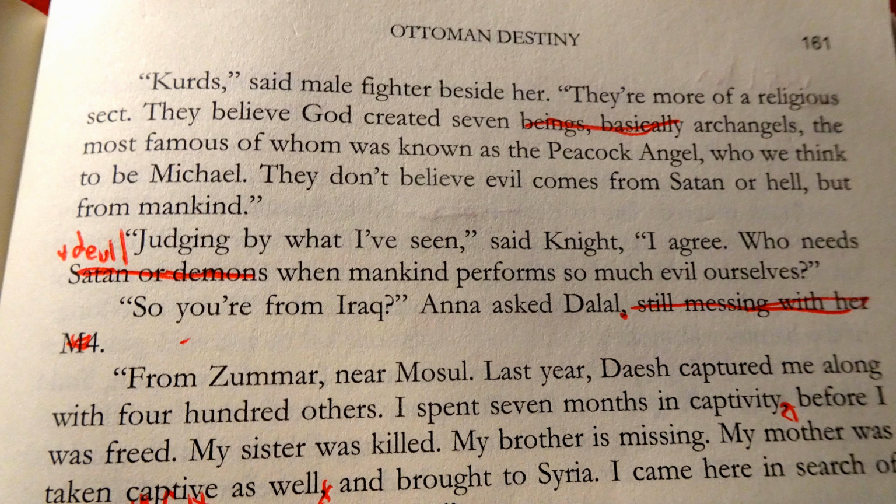I'll just read this because I like it. They're more a religious sect. They believe God created 7 archangels, the most famous of whom was called the Peacock Angel, who we think to be Michael. They don't believe evil comes from Satan or hell, but from mankind. Judging by what I've seen, said Knight, I agree. Who needs a devil when mankind performs so much evil ourselves? I just love that line so much.